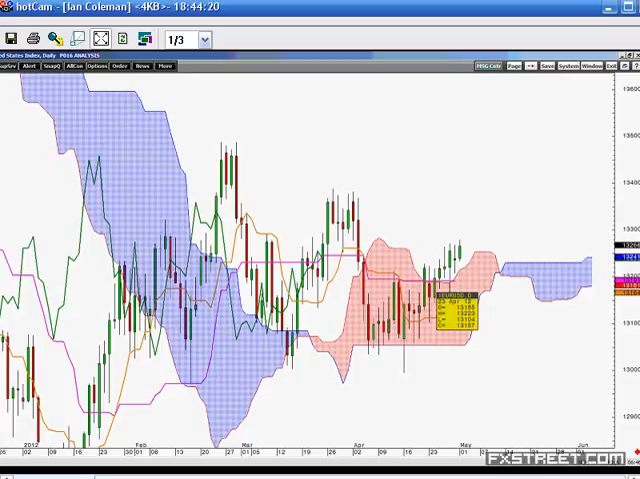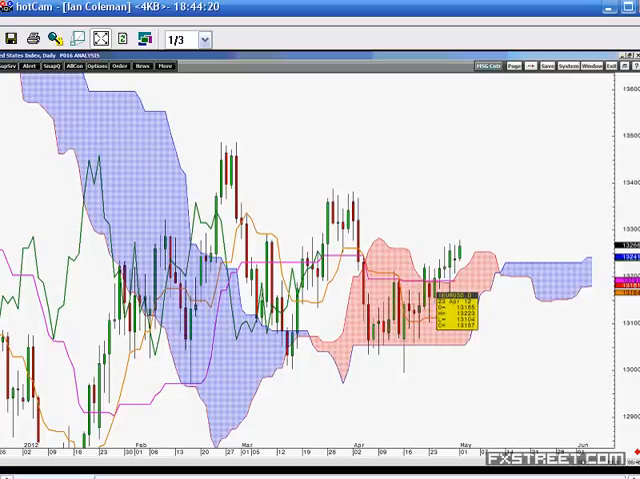So this is indicating that this move up is not a correct breakout. I know we had a decent retest, I know we pushed higher, but it's saying that we can potentially move back into the cloud. We haven't got any reversal patterns as yet.